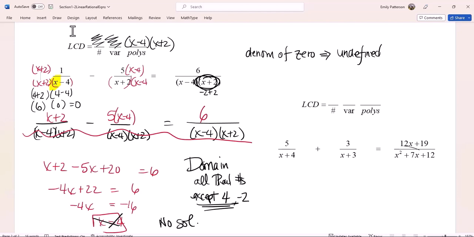Now we're going to do this next one here. And it looks like I have 3 polynomials in my LCD. Boom, boom, and boom. But I want you to factor this one. When I factored it, it actually becomes one of these 2 binomials. So now my polynomials are x plus 4 and x plus 3. We don't have any standalone numbers. We don't have any standalone variables. So all I have is I want every single denominator to have both of these polynomials.